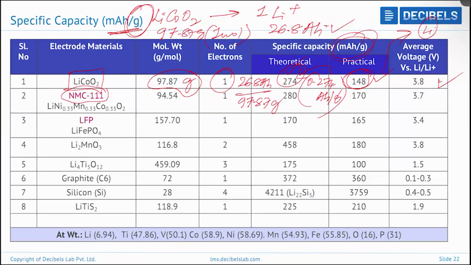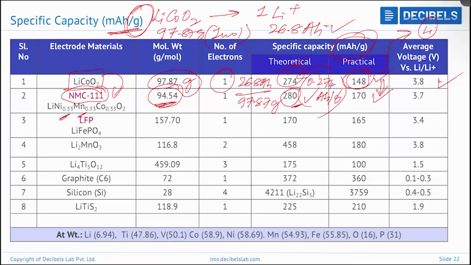Then NMC, this is nickel manganese cobalt oxide. It is also a modified LiCoO2 where they have doped nickel and manganese in about equal percent, 1:1:1, and its molecular weight is this one. And 26.8 Ah divided by 94.54, you get 0.280 Ah per gram, 280. They have increased the capacity of LiCoO2 by doping nickel and manganese, that is NMC. But practically they could get 170, meaning instead of 148 they have increased to 170.